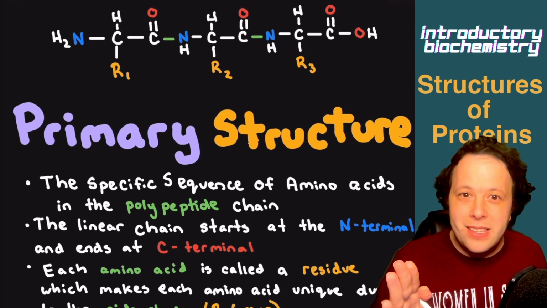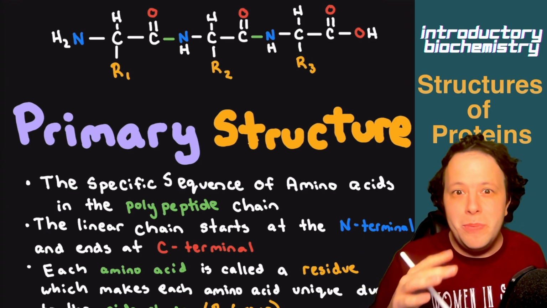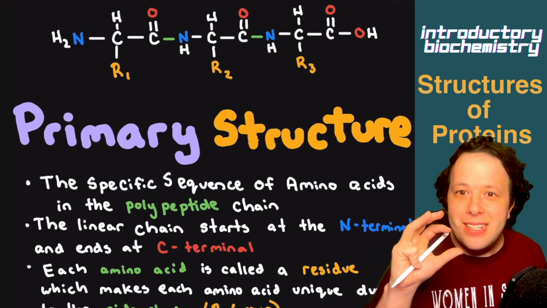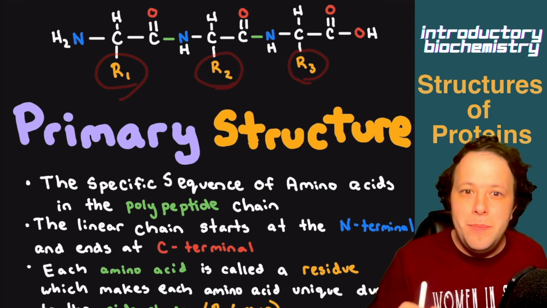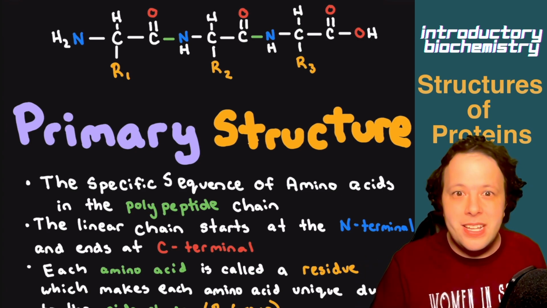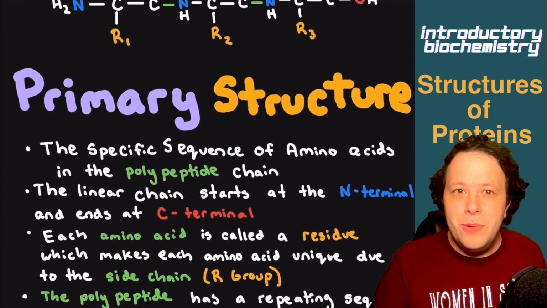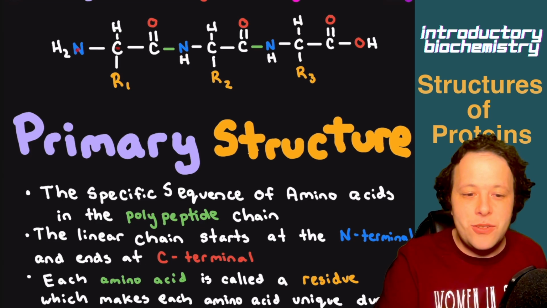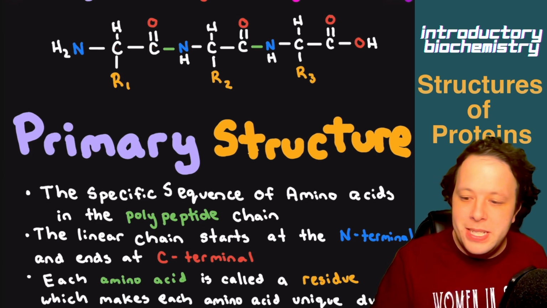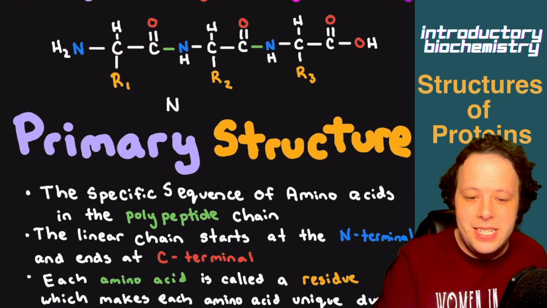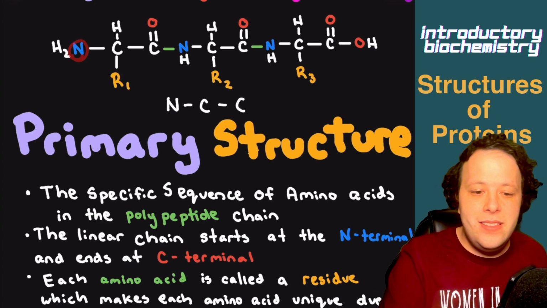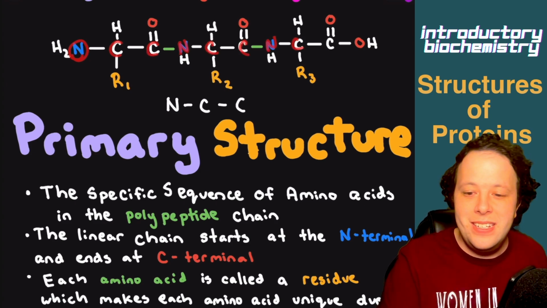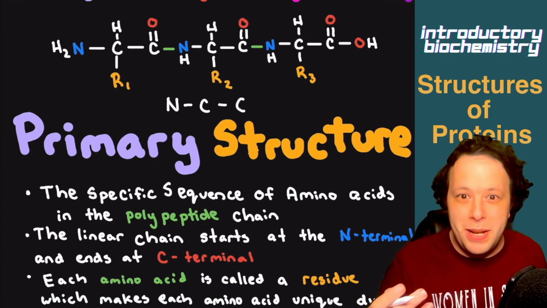Now when we look at this, each amino acid is called a residue, meaning that each one is unique. It has potentially these different unique characteristics. So you see these R groups attached to them, meaning that they have these different side chains attached to each one. When we're looking at the sequence, you'll see that it has this repeating pattern. You'll keep seeing the same pattern of N, C, C repeating in the structure. So we got N, C, C, N, C, C, and it'll keep going as it's bound together.